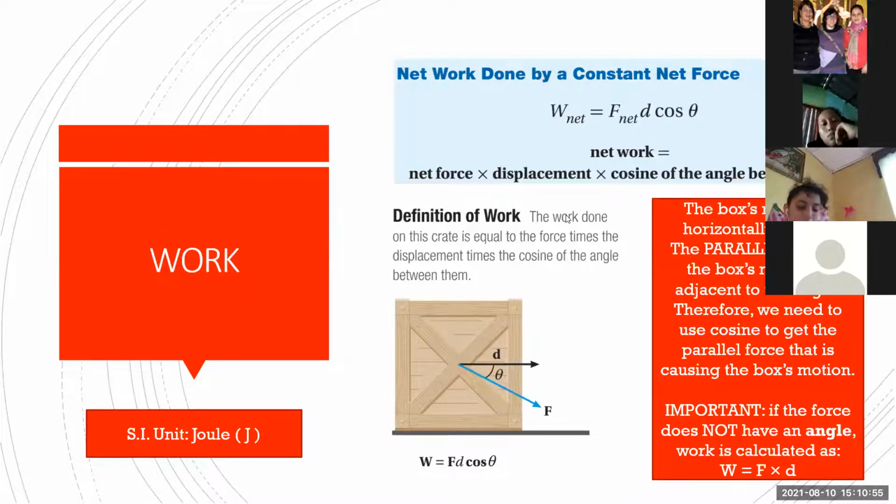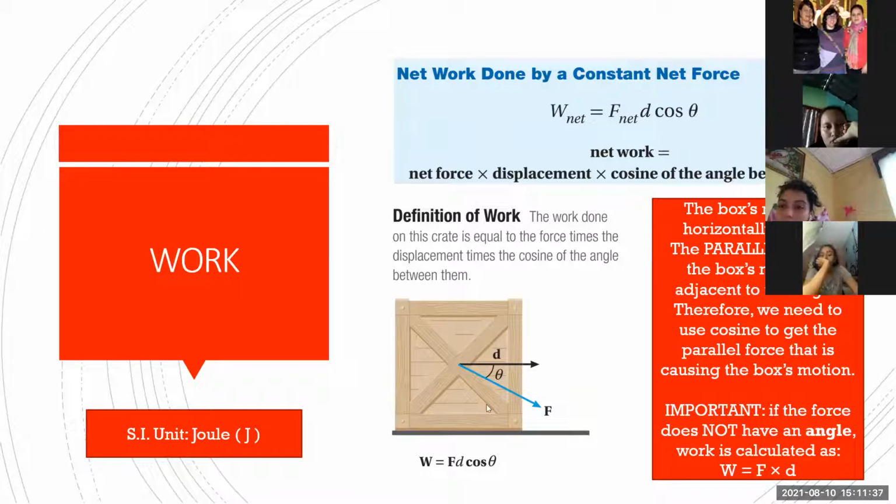And then we have the equation, okay? Here you have the SI unit that we're going to be using. The name of that unit is called joule, okay? And the formula is this one in the blue box that says work, W is for work, okay? Net work is equal to the net force multiplied by displacement or distance, which also multiplies the cosine of the angle.